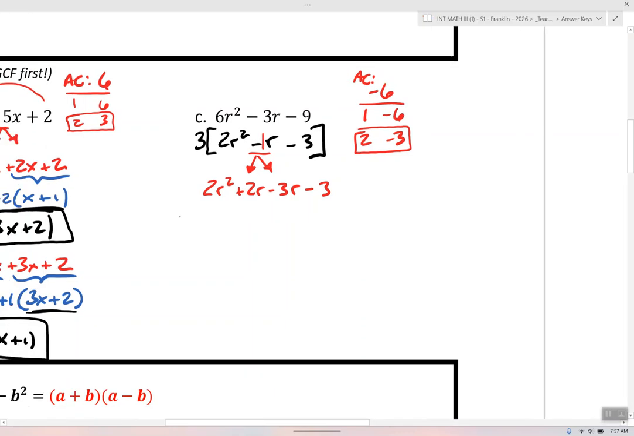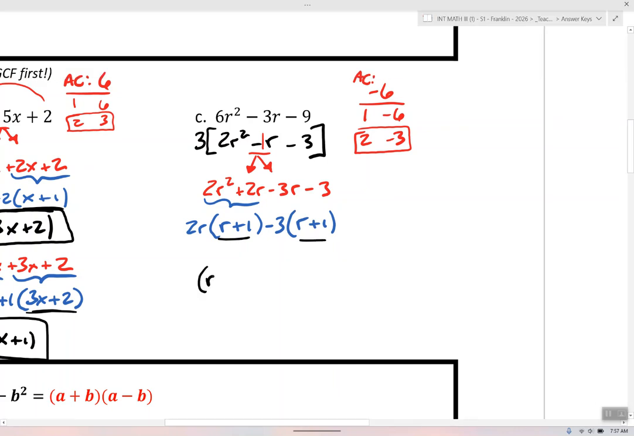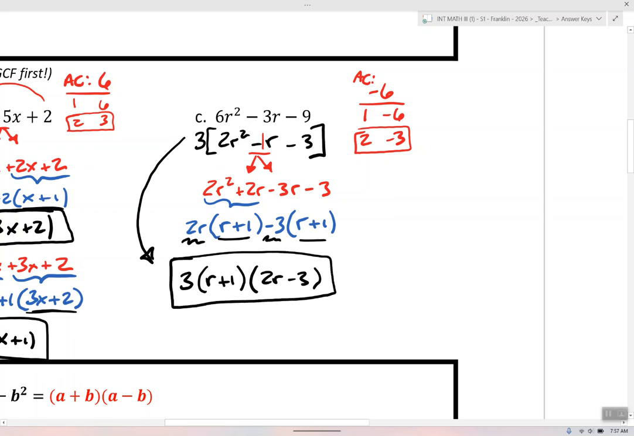Now we can factor using grouping. I can take out a 2r from the first set, leaving r plus 1. I'll take out a negative 3 from the second set, again leaving r plus 1. So my final factored form here is r plus 1 times 2r minus 3. And don't forget the 3 we took out at the beginning. That is important as well.